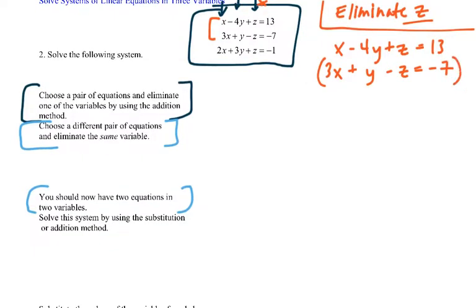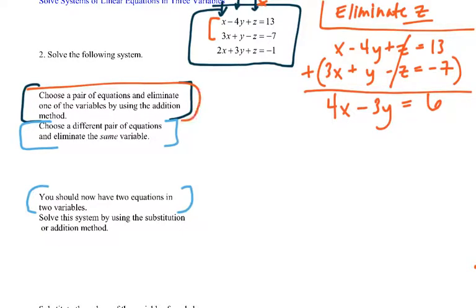Like so. X plus 3x equals 4x. -4y plus y equals -3y. Z plus -z is 0. It gets eliminated. 13 plus -7 equals 6. Okay, so that's our first step.